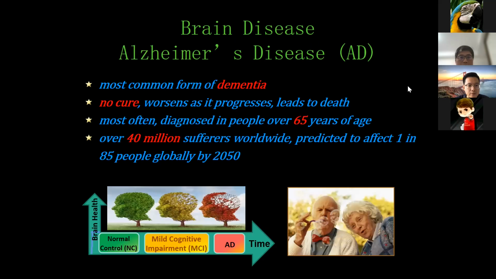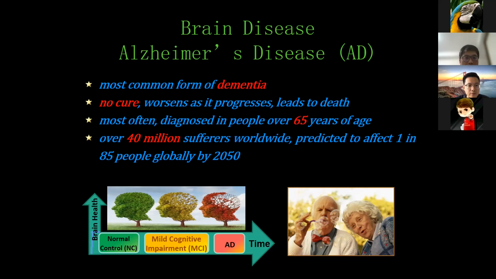And in the second part, I will report the studies using machine learning methods for brain disease diagnosis. Here I briefly introduce some background on the brain disease. We mainly focus on Alzheimer's disease, for short AD. AD is the most common form of dementia, and up to now, this disease has no cure.